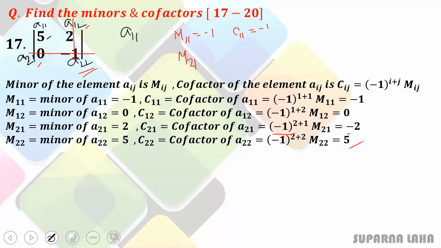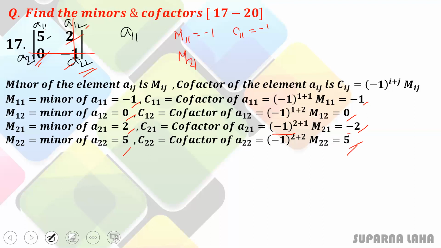So for this element 5, the minor is given by minus 1 and the cofactor is given by minus 1. For this element 2, the minor is given by 0 and the cofactor is also given by 0. For the element 0, the minor is given by 2 and the cofactor is minus 2. And for this element minus 1, the minor is 5 and the cofactor is also 5. So here is the answer.